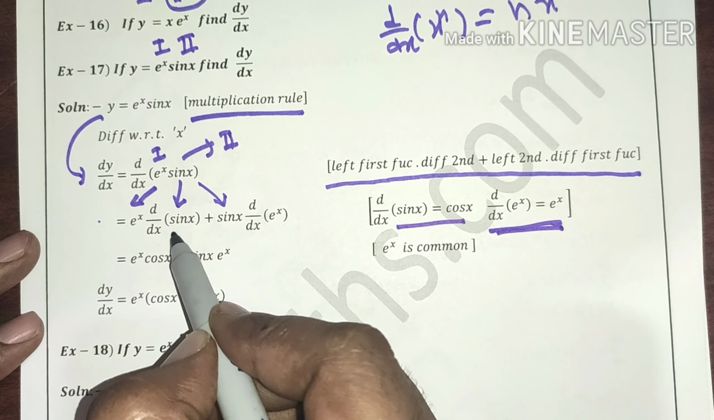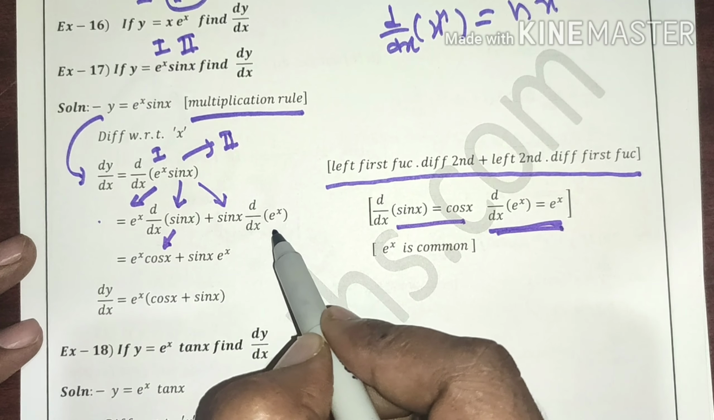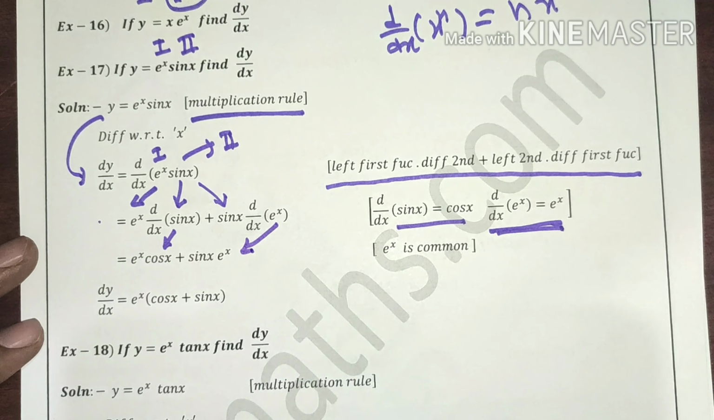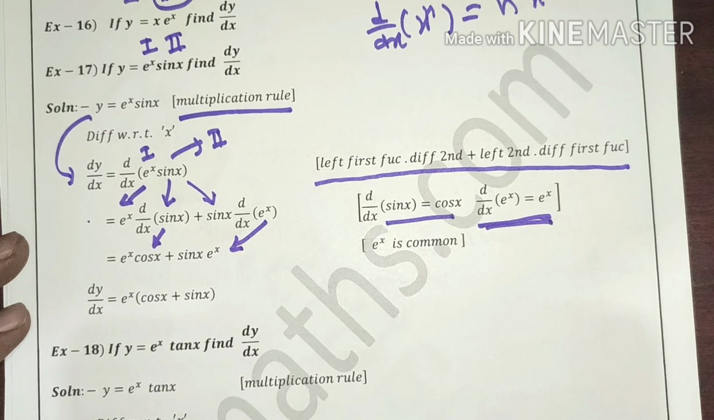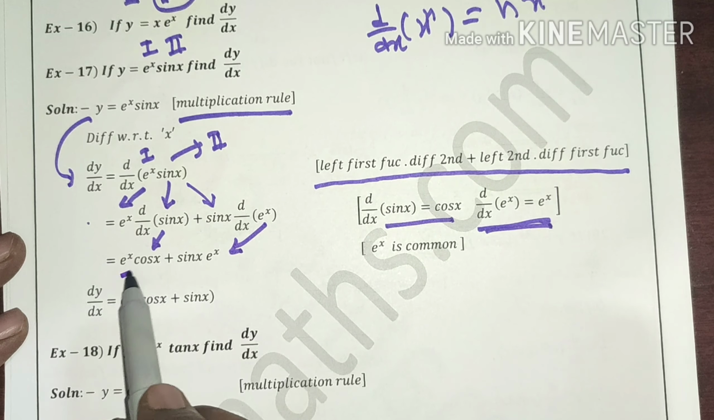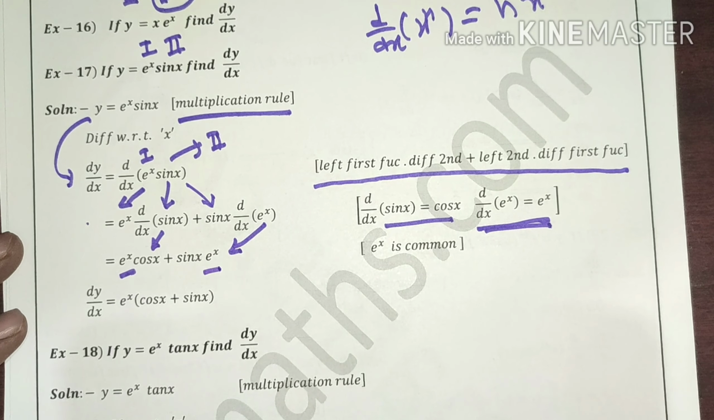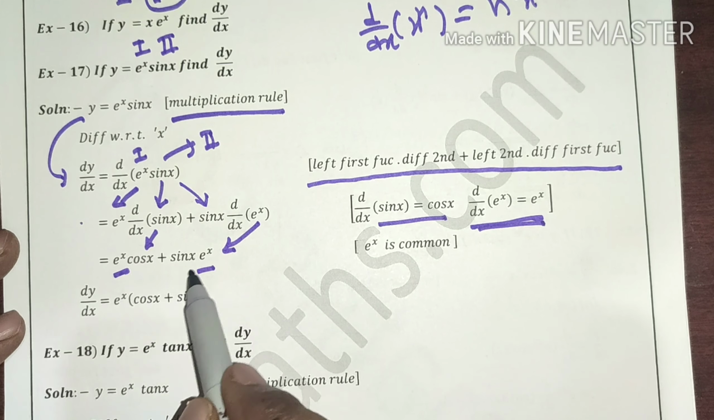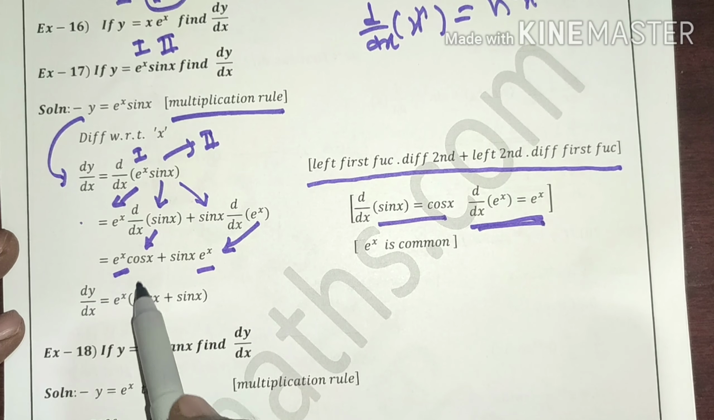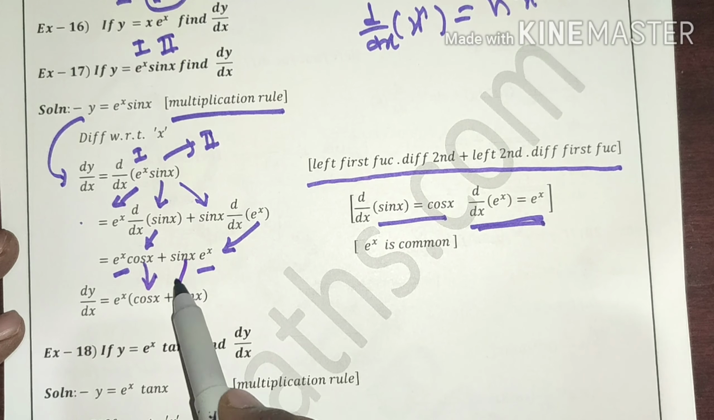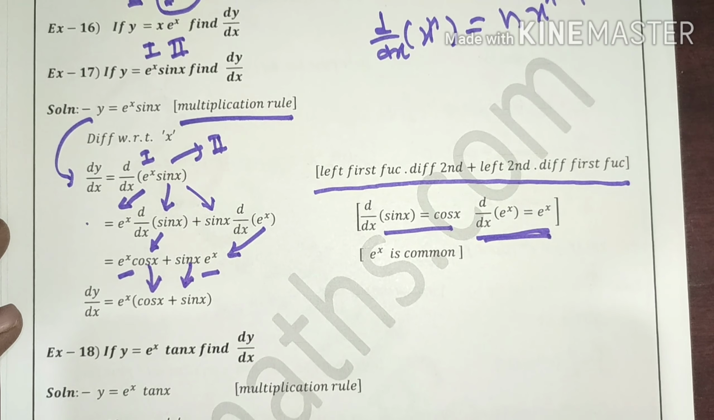So in place of the derivative of sin x we put cos x, and in place of the derivative of e raised to x we put e raised to x. One thing here: e raised to x is common in both terms. Take it common from both terms. cos x is remaining from the first term, and sin x is remaining from the second term.